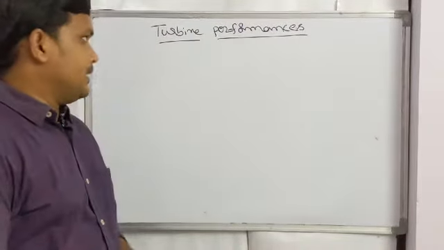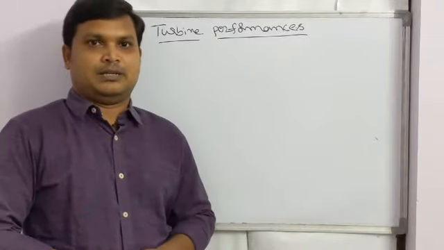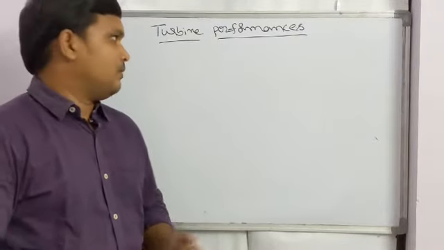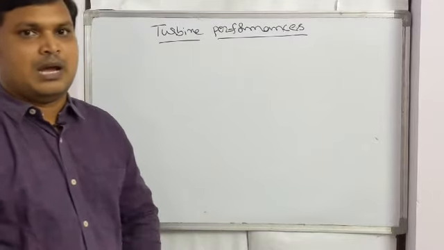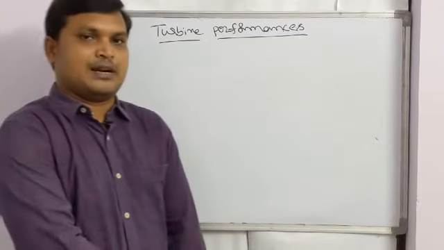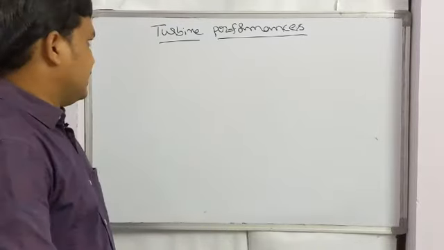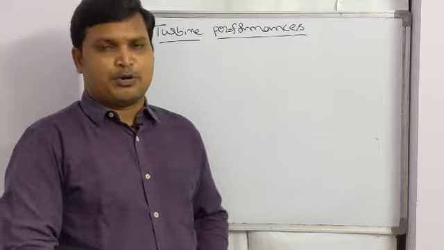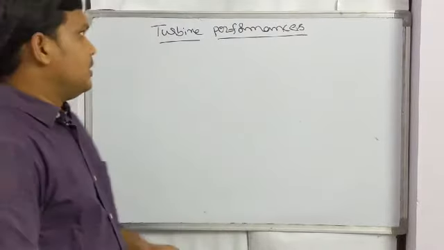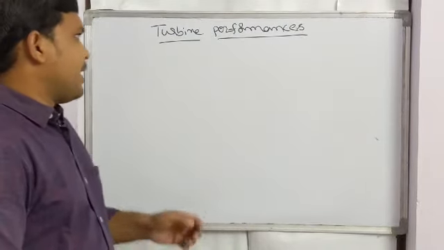Hi friends, in the previous classes we completed turbines, three types of turbines: Pelton wheel, Francis turbine and Kaplan turbine. We completed the conventional questions of all the turbines, and we discussed in the previous class about the draft tube and some important conventional problems. So now today's topic is turbine performance.